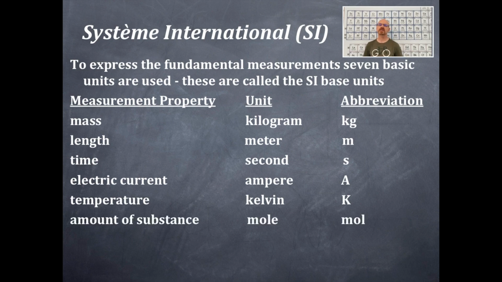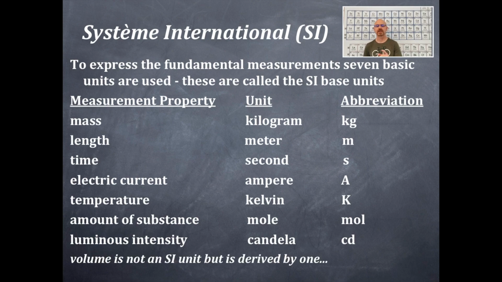And the amount of substance is the mole, and the abbreviation is mol. Not very shortened, but it is. Then there's luminous intensity, and that's the candela, and that's a lowercase c and d. So those are our 7. Volume is not an SI base unit, but it is derived from 1. Which one do you think it is derived from? It is derived from length.